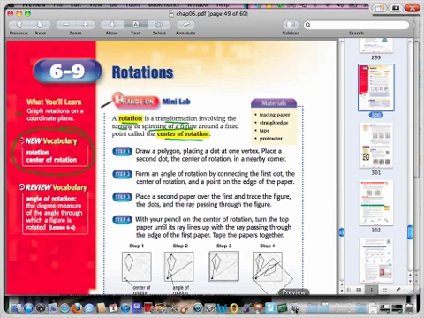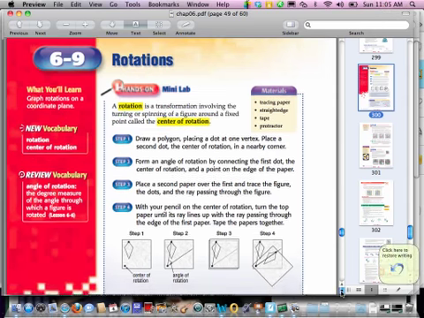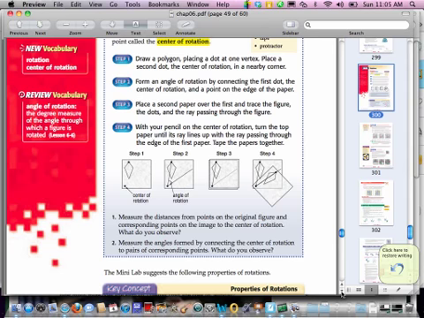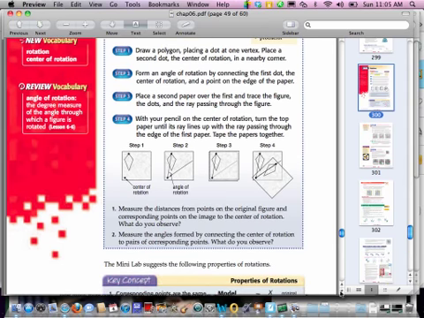So some point, like you took a piece of paper. So let's take a look at this activity. And if you want to do the activity, you can, but I'm mostly just going to talk about it here. But let's take a look at what they've done.